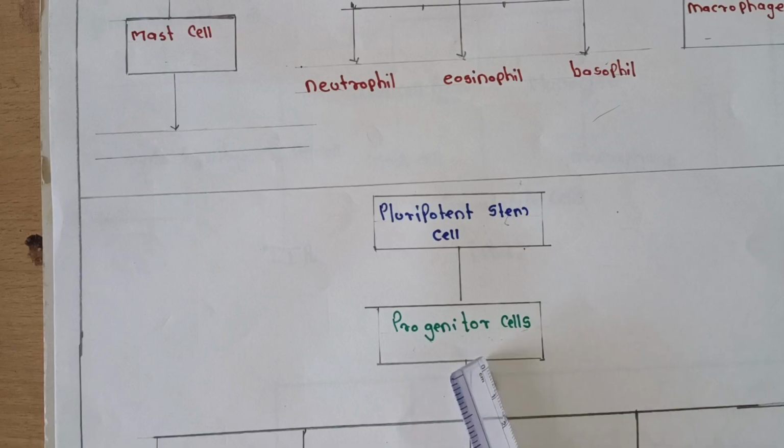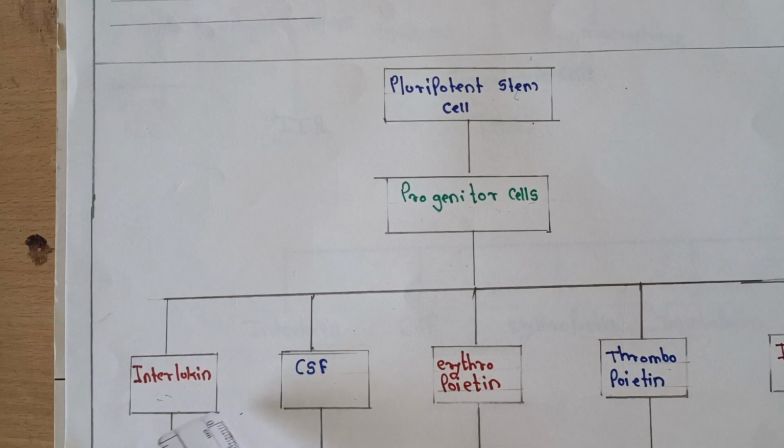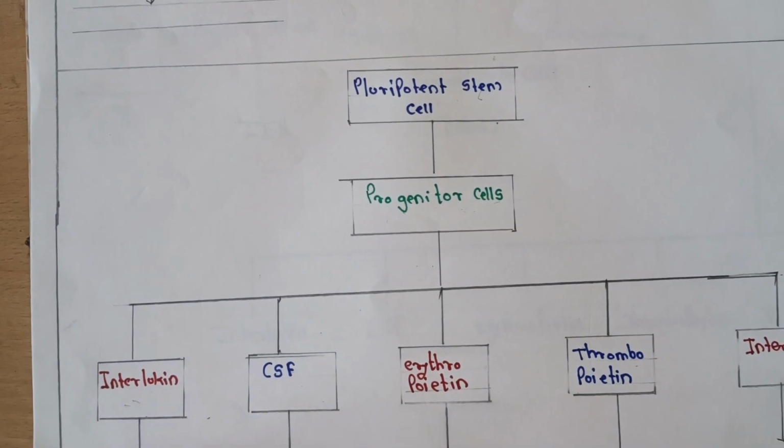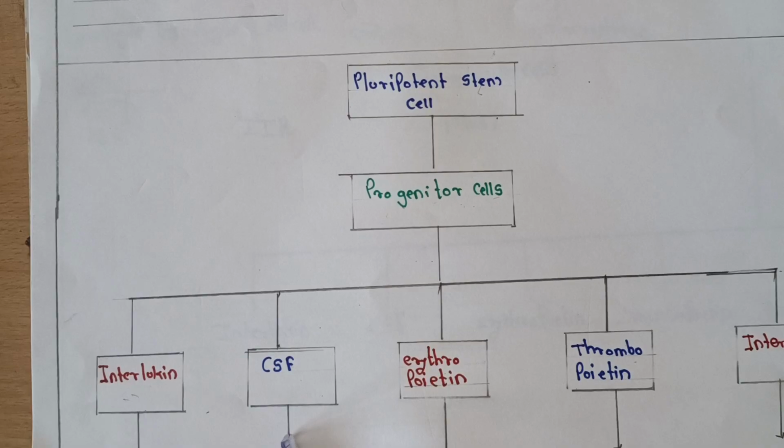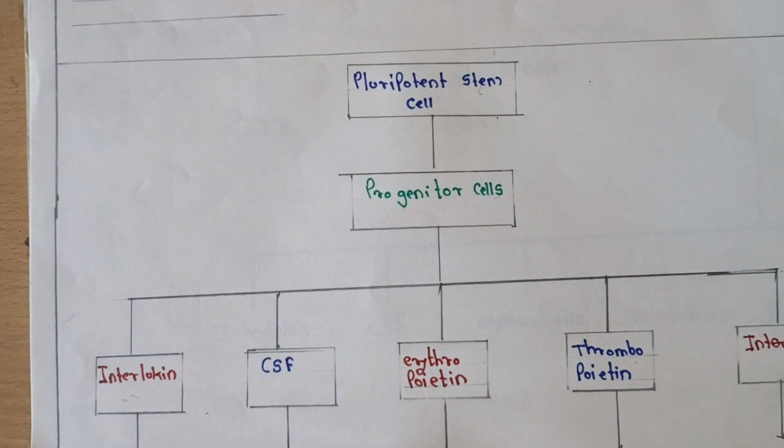Now again, the pluripotent stem cell is responsible for the maturation of the progenitor cell. The progenitor cell again acts as a precursor for the interleukin, colony stimulating factor CSF, erythropoietin, thrombopoietin, and again the interleukin. The colony stimulating factors are like the MCSF, which is macrophage stimulating factor, and the GCSF, which is granulocyte stimulating factor. So these cells are present.